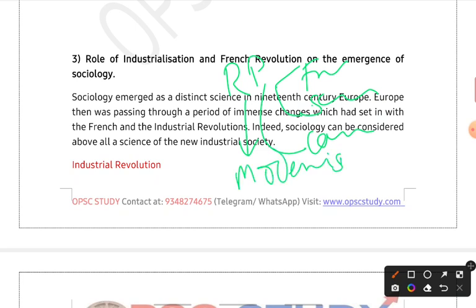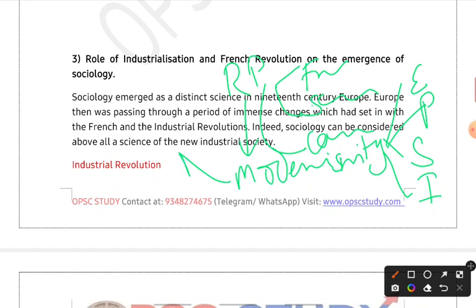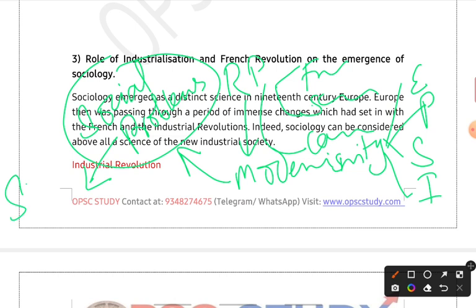Modernity came. Now modernity has different proponents, like economic modernity came, political modernity came, social and intellectual modernity came, and this modernity led to many social problems which were not prevalent beforehand. Now in order to study these problems, sociology as a discipline emerged, right? So this is the thing.